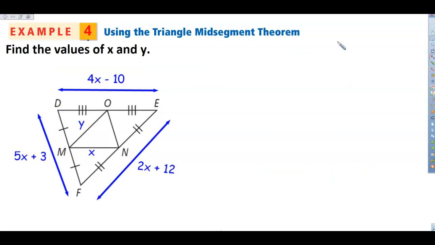And let's take a look at example 4. I want to find the values of x and y. So again, we're going to look at the fact that we've got mid-segments here, and let's find the pieces that go together. I see MN is X, and it's going to go with this piece right here. I see that Y is OM, and it's going to go with this piece here. And then I have this piece over here, which is going to go with ON.